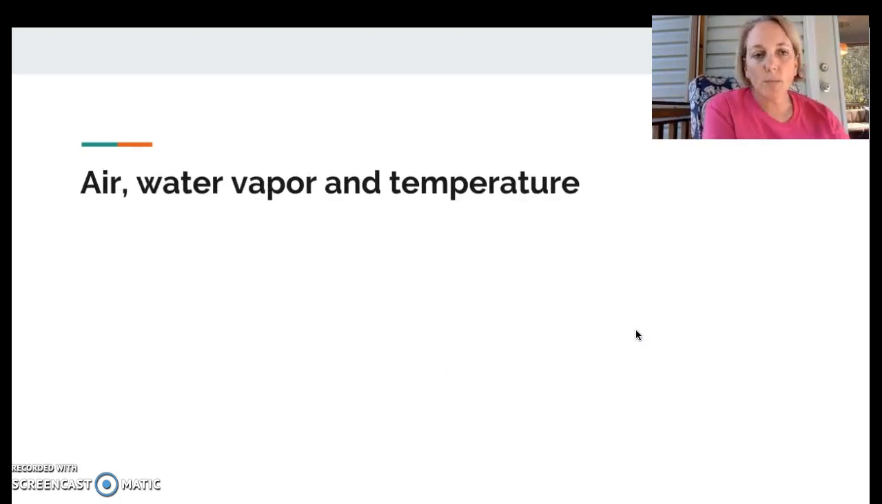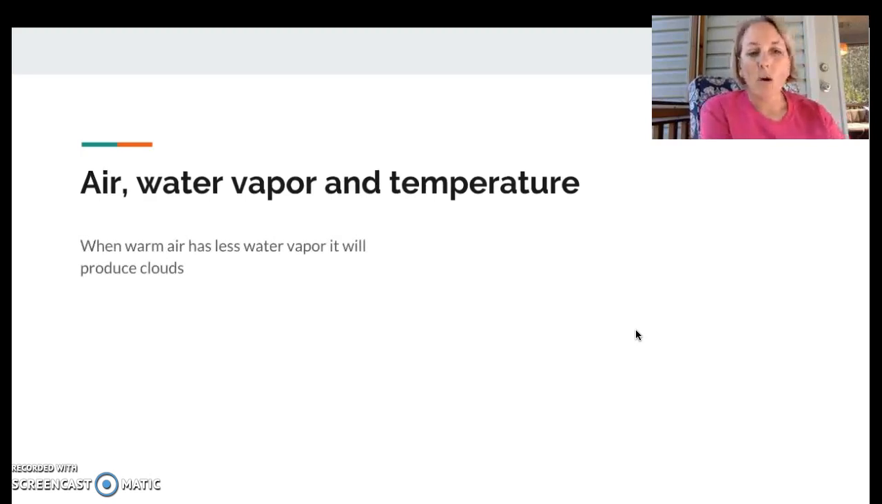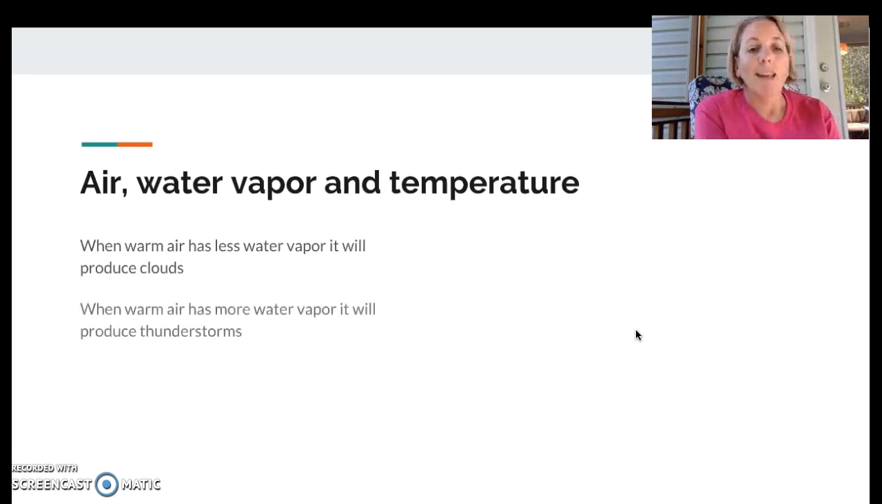So what's the relationship between air, water vapor, and temperature? When warm air has less water vapor, it'll produce clouds. So if there is warm air but not a lot of water vapor, you're going to get cloud cover outside on those days. And if it has a lot of water vapor, we could actually produce thunderstorms.